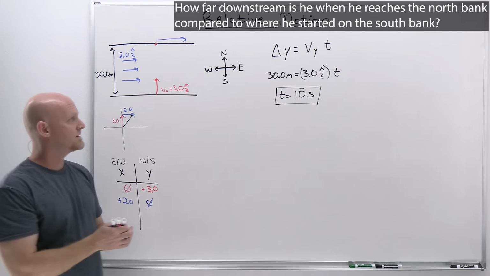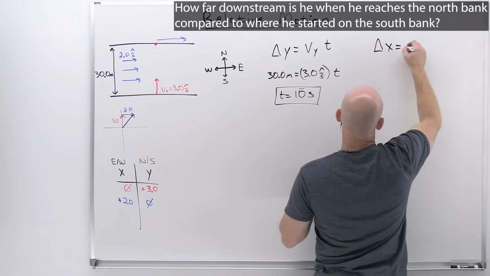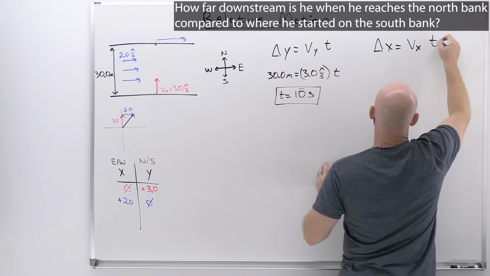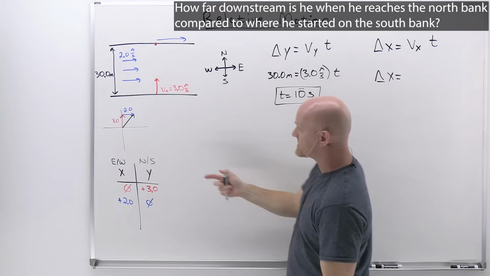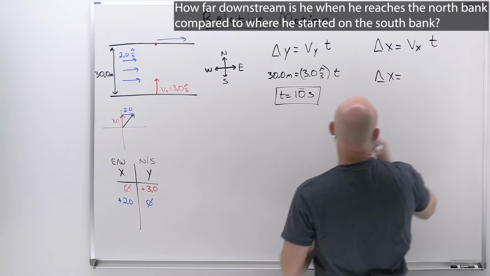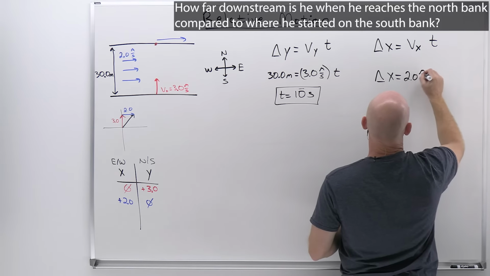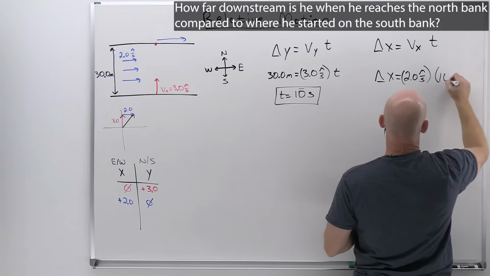Once again, if all you want is the x displacement, you can just deal with the x dimension. Now we just need the x component of his velocity and the time. Fortunately, we already know the time, and the x component of his velocity is just the 2 meters per second, because 2 plus 0 is 2. And the time of the journey, we just figured out in the first part, is 10 seconds.